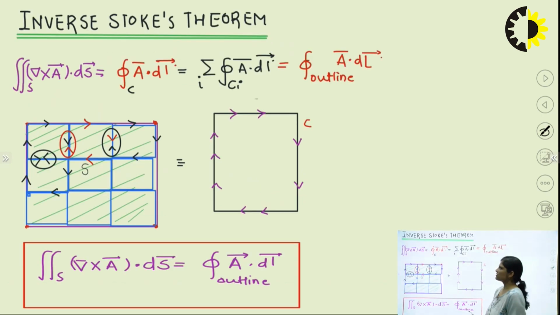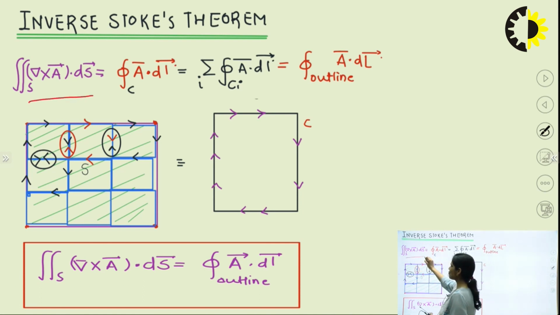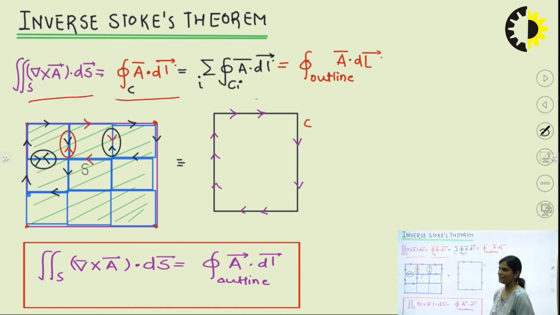This is inverse Stokes theorem. So this is the right hand side of Stokes theorem. First we have to find out curl of A, then that is multiplied by ds, and the left hand side is the line integral of A dot dl. Now if you have a closed line integral, you can represent it as a summation of A dot dl. This closed line integral is equal to the outline A dot dl.